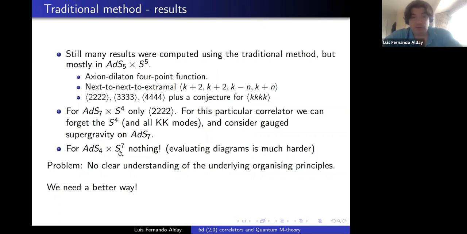While for AdS4 cross S7, there is actually nothing. So evaluating diagrams is much harder in this case. So this is the case we are interested in, but I will say what the results are also for AdS4 cross S7, which could be interesting. Now, the problem with this approach is that there is not a clear understanding of the underlying organizing principles of these amplitudes in AdS. There should be a better way.